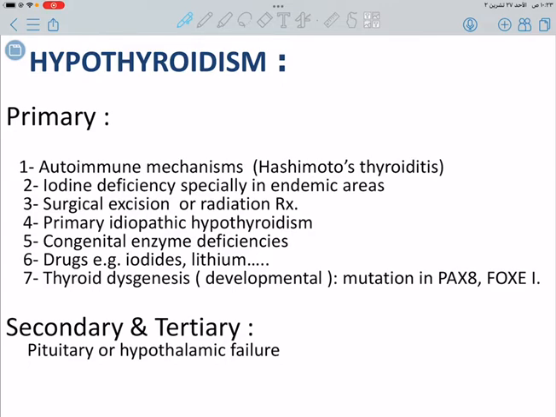Drugs like iodine and lithium. And thyroid dysgenesis كمان هذا developmental abnormality where the thyroid is not present. بيكون ما عندهم thyroid gland or it's much smaller than the normal. Secondary and tertiary, either failure of the pituitary gland or the hypothalamus.